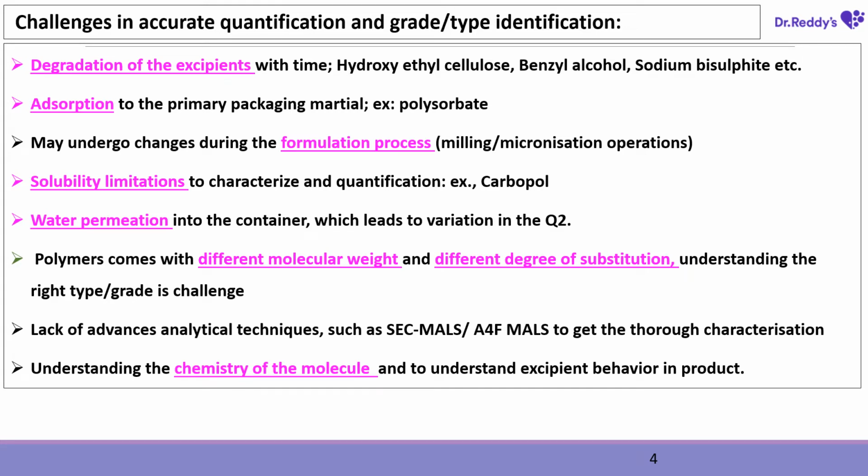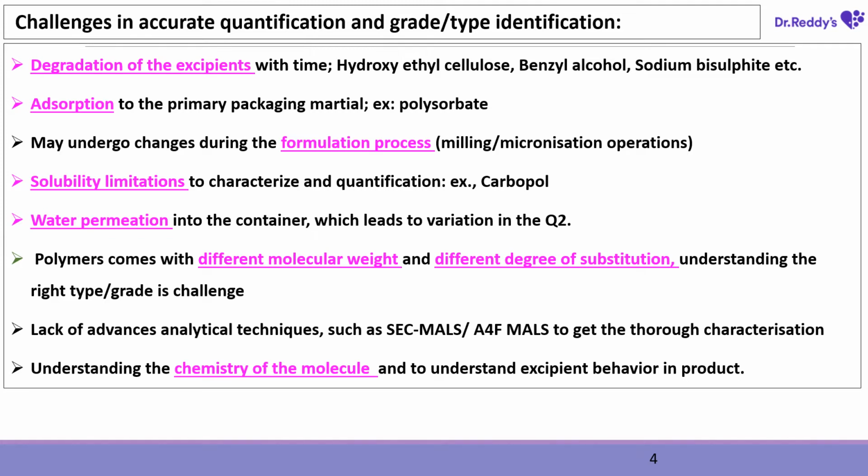And some of the critical products having carbopol, etc., have solubility limitations, which again pose enough challenges for characterization and also quantification. Another important aspect is when we quantify as part of Q2, many times the reference product has a tendency for water permeation into the container, which leads to variations in Q2. Hence, it is important to understand these changes with time and to get accurate information of Q2.